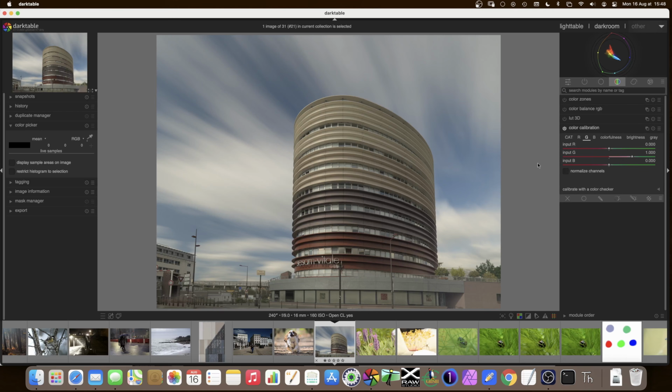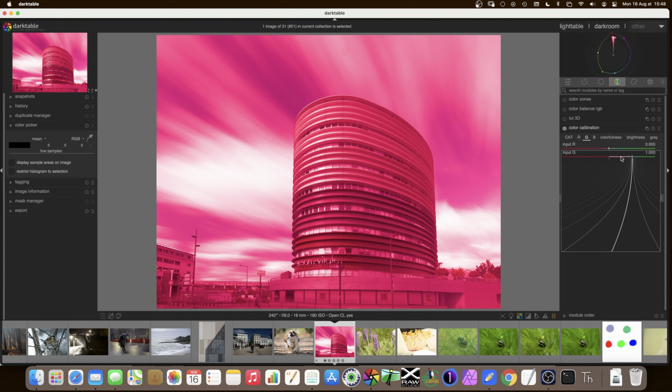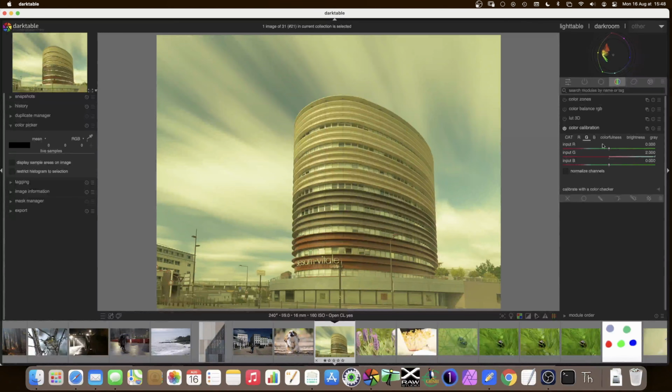So what happens when you do that? If I click here, I put in 2, that's redder. Put 2 in there, that's greener. And this is bluer. So what's it done? It's actually made it brighter.